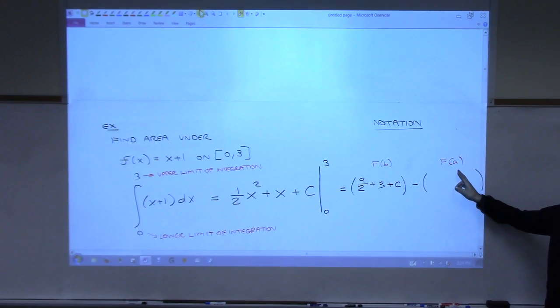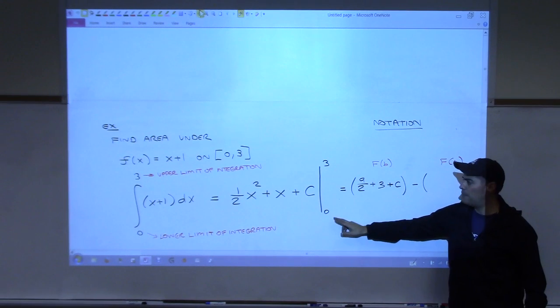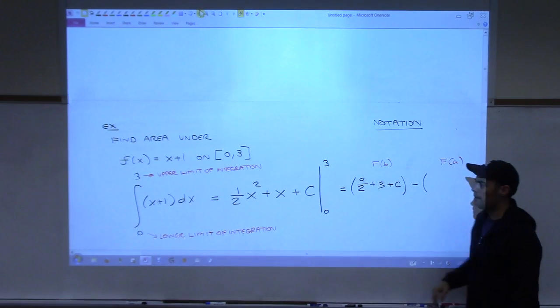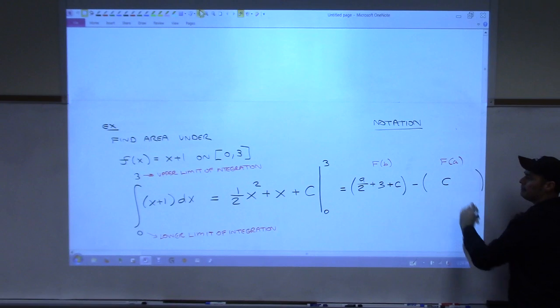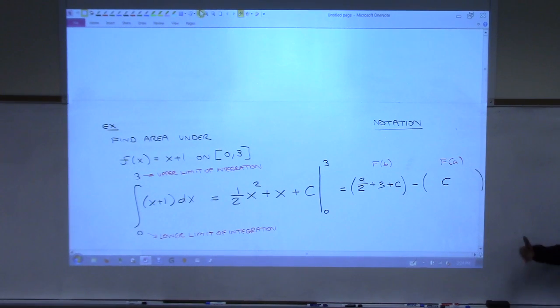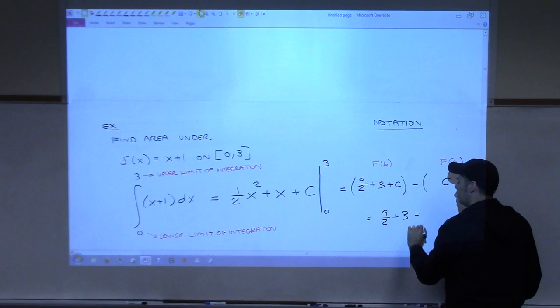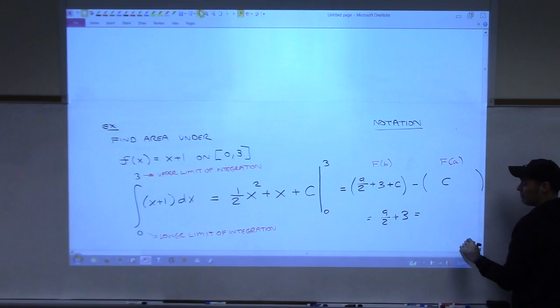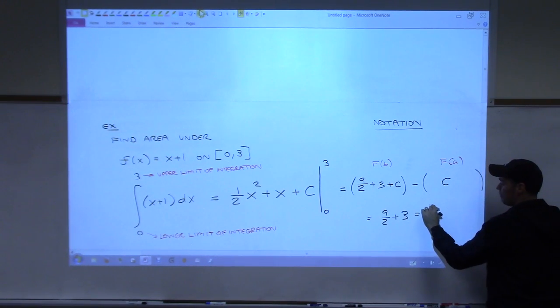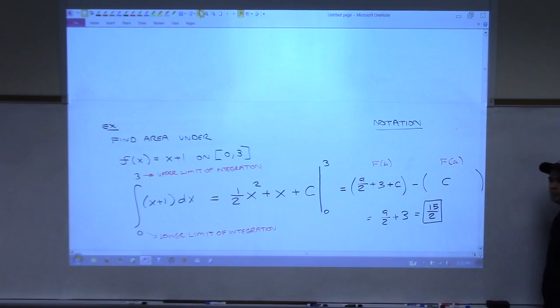Now I plug in a, but a is 0. So what happens if you plug in 0 to this? You just get c. And now let's subtract them. What happens to those c's? They're gone, aren't they? So I'm going to have 9/2 plus 3. Let's get a common denominator. 6/2 added up. 15/2 is the area.